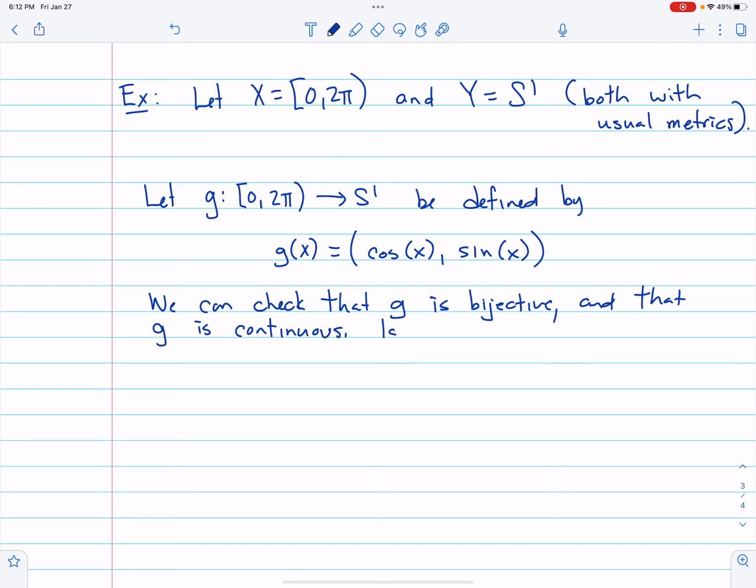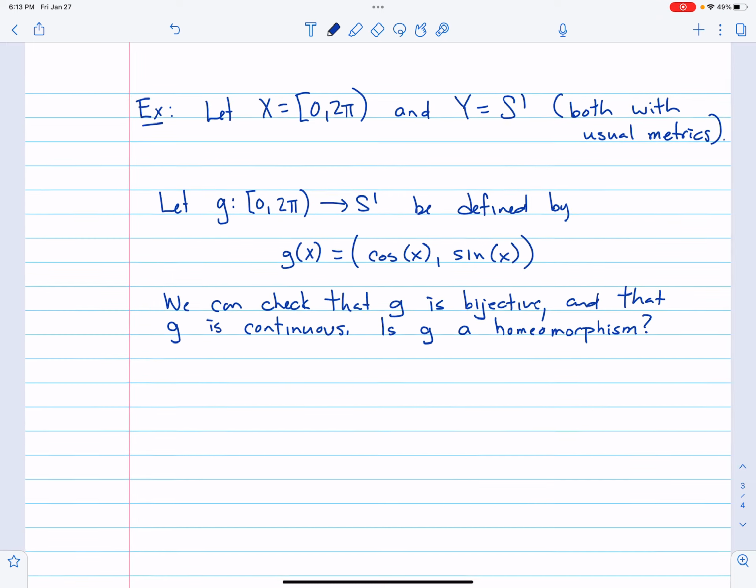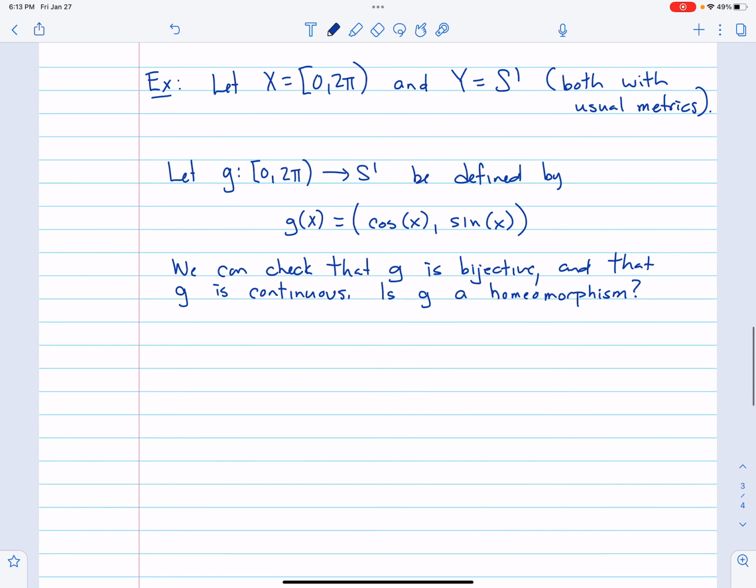So the question is, is g a homeomorphism? Well, because we've just checked that g is bijective and that g is continuous, really the only open part that you have to check to make sure that g is indeed a homeomorphism is whether the inverse of g is also continuous. Okay, so let's think about this function for a second.